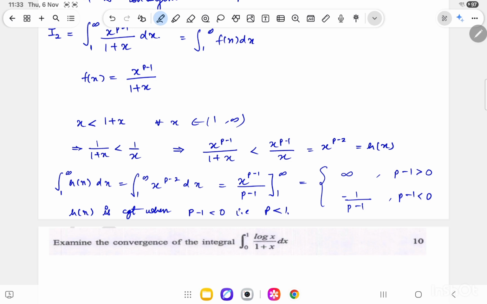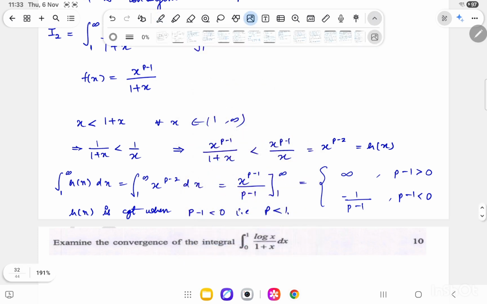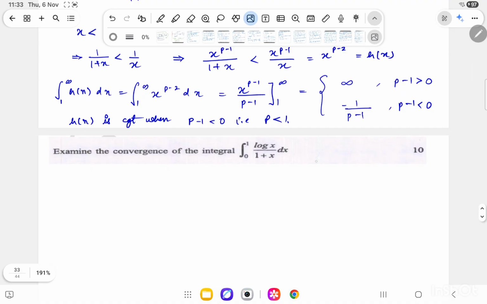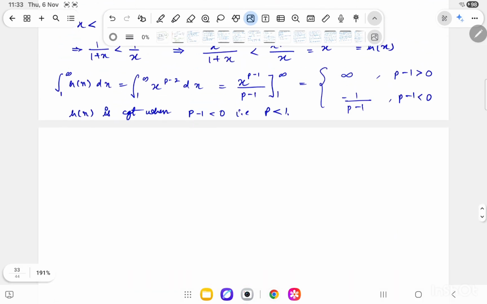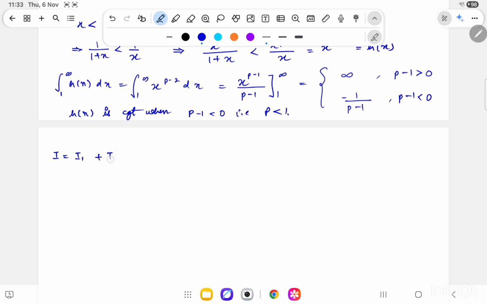So from here we got that our I2 function is convergent when p is less than 1, but I1 is convergent when p is greater than 0. If I just combine the two terms, my I was I1 plus I2. I1 is convergent when p is greater than 0, but I2 is convergent when p is less than 1. So if I combine these two, my I is convergent when my p lies between 0 and 1. So this is the interval of convergence.